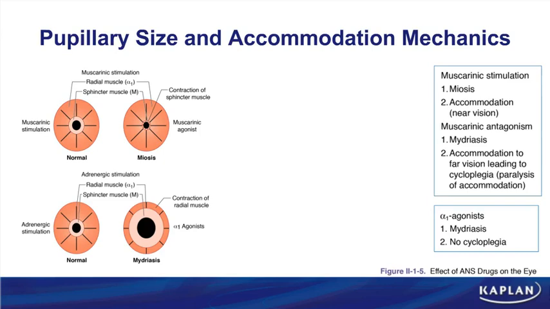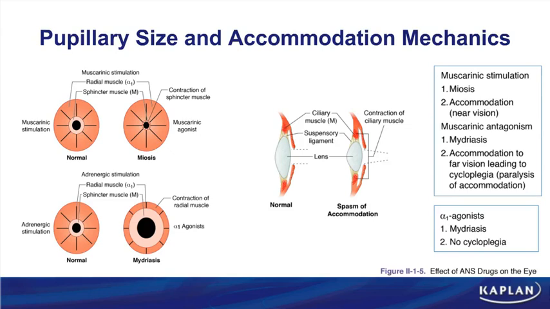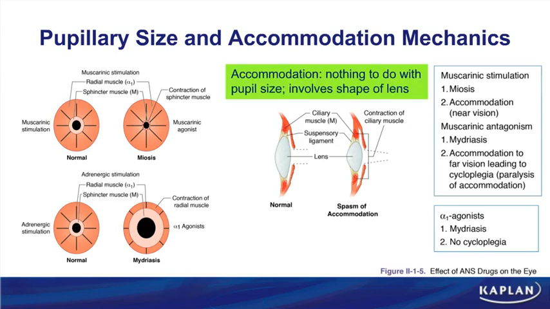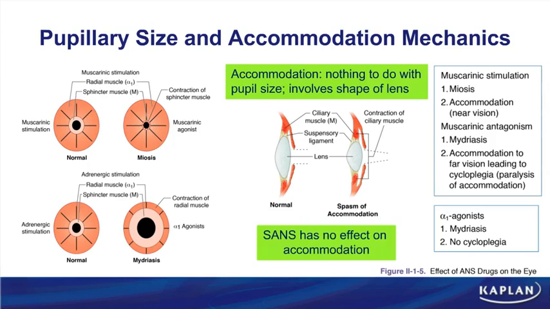If you look right in the center of this diagram, however, what you see is the effect on accommodation. Notice, accommodation has nothing to do with pupil size. Rather, it involves the shape of the lens. And importantly, accommodation is purely parasympathetic. That's because accommodation is mediated by muscarinic receptors found in the ciliary muscle. Make a note here that sympathetics have no effect on accommodation.